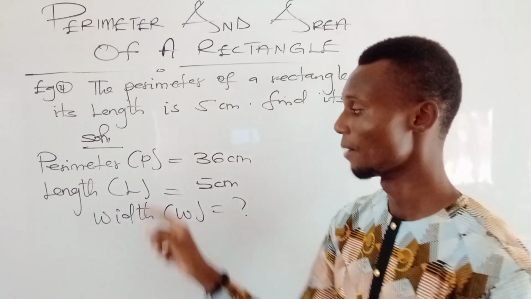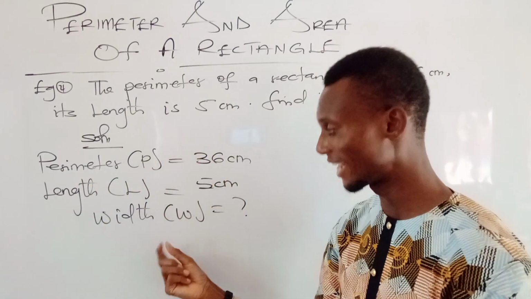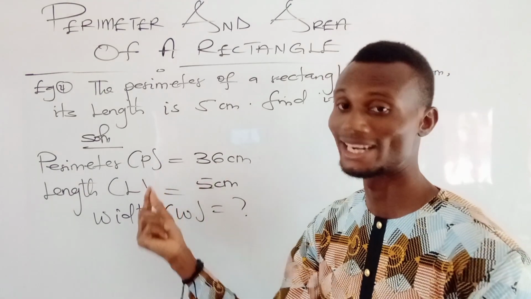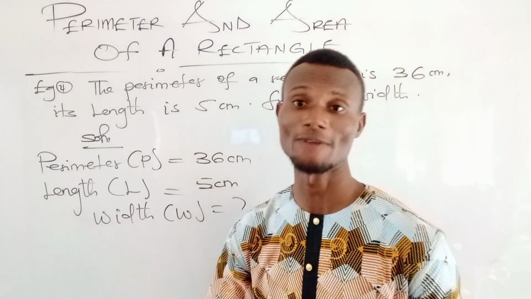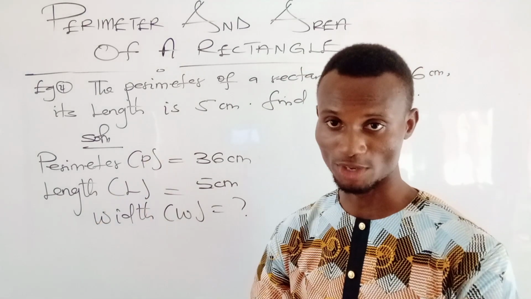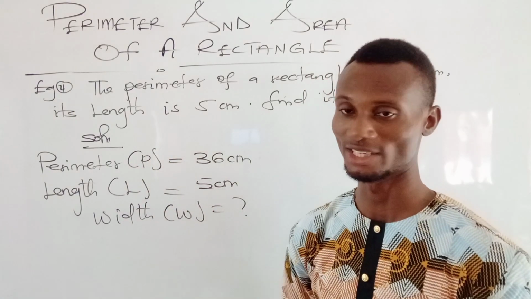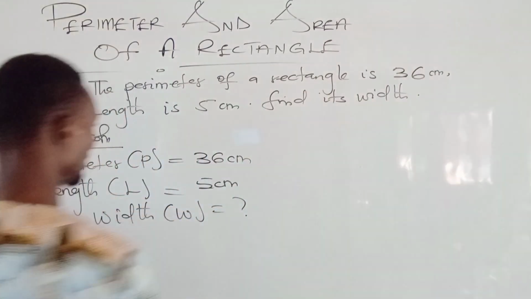I hope you agree with me, because the perimeter is the only thing that we have here where we can get the width from. You know that the formula for finding the perimeter of a rectangle is 2L plus 2W. So when we go into the perimeter, we can get the width from it. So let's go to the perimeter.